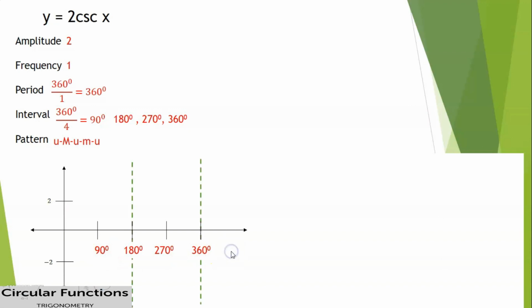The asymptotic lines will be at 180 and 360. So graphing this, this is undefined, this is maximum, undefined, this is minimum, and it is undefined. Take note, this is the graph for 2 cosecant x. And take note, cosecant is the reciprocal of sine. So graphing the sine curve here, this will be its form.